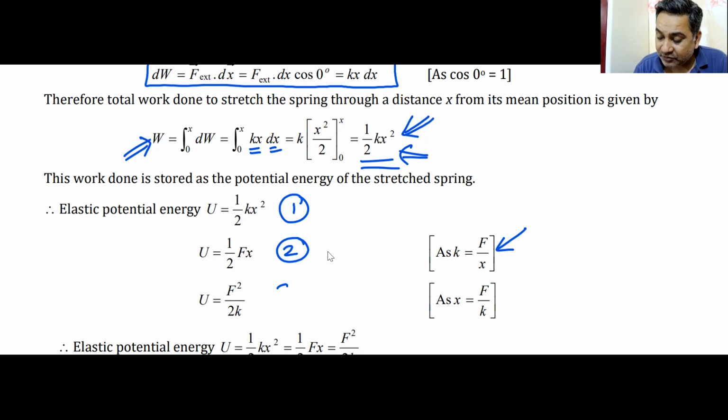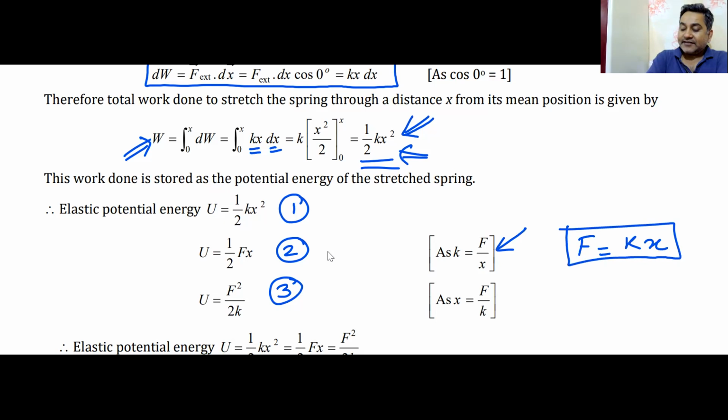Formula number 3 comes from formula number 2 when I substitute f by k for the value of x. Remember, f is equal to kx. I am writing it magnitude wise. F is equal to kx. I can substitute x as f by k, I can substitute k as f by x, or I can substitute f as k into x. That will give me three different formulae for energy stored in the spring.